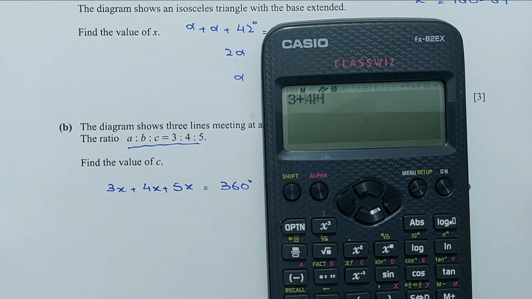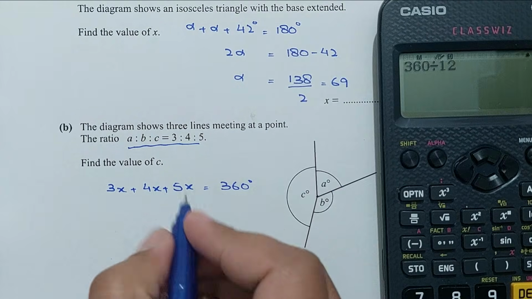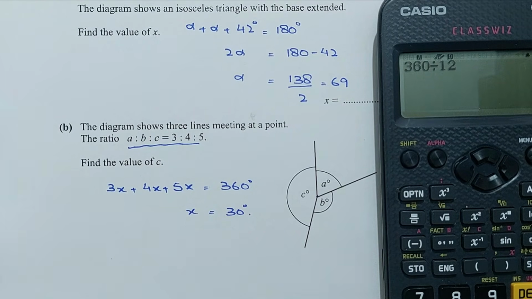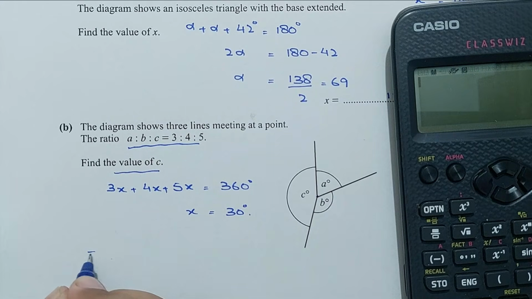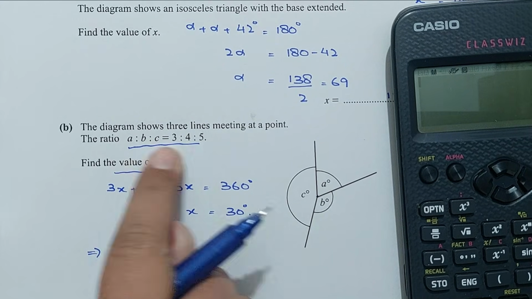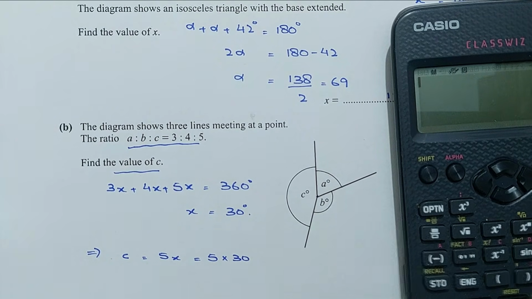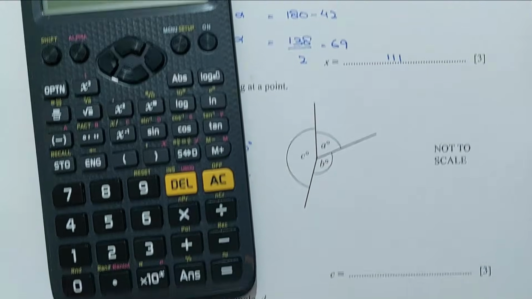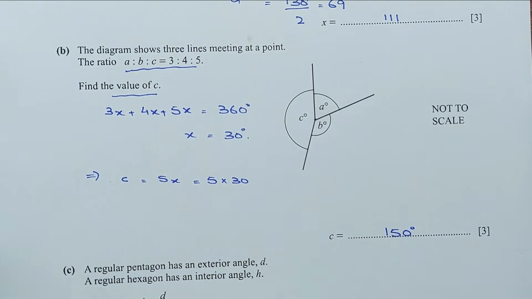So 3 plus 4 plus 5 is 12. 360 divided by 12, x is 30 degrees. Right. Now we have to find the value of C. So C has a ratio of 5. So we can say C is 5 times x, which is 5 times 30, which is 150. 150 is the C value, right?